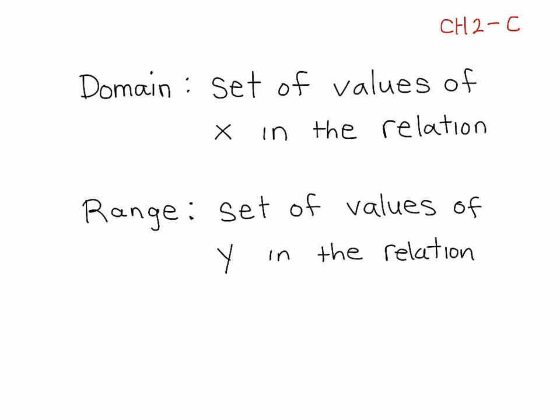In this video, we will talk about domain and range. Domain is a set of values of x in the relation. In other words, it's all possible x values in a function. Range is a set of values of y in the relation. Similarly, we can also refer to range as a set of all possible y values in a function.